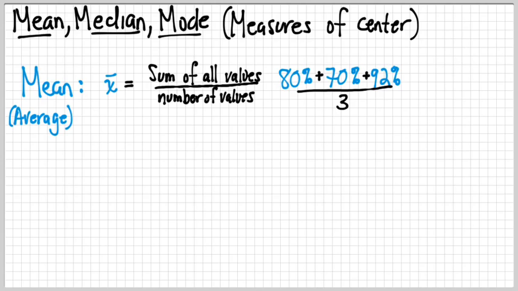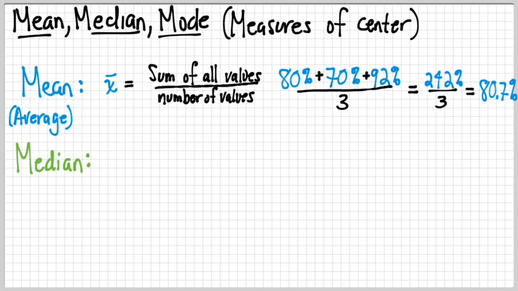80 plus 70 is 150, plus 92 is 242. So 242%, and we're going to divide by 3 because there is 1, 2, 3 of them. So 242 divided by 3 is about 80.7%. So that is the mean.